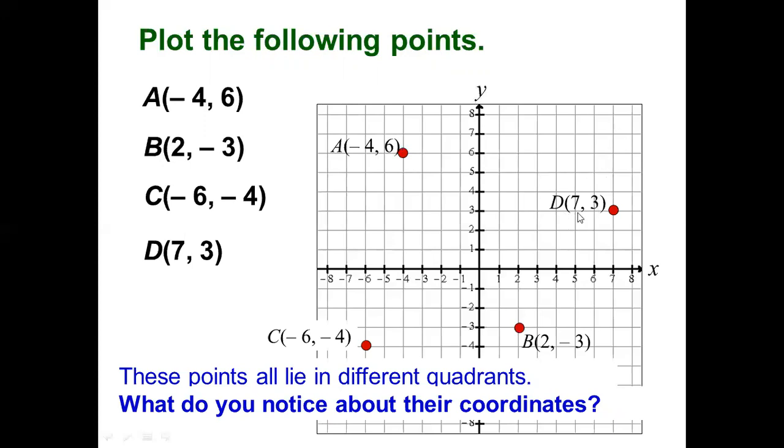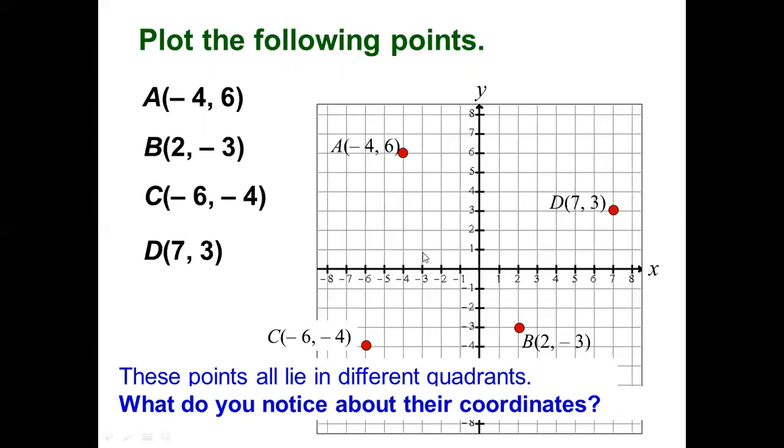Here, the x-coordinate and the y-coordinate are both positive. Here, the x-coordinate is negative and the y-coordinate is also negative. And finally, in B, the x-coordinate is positive and the y-coordinate is negative.